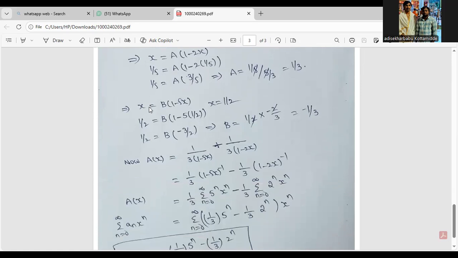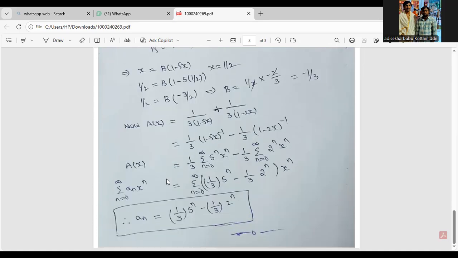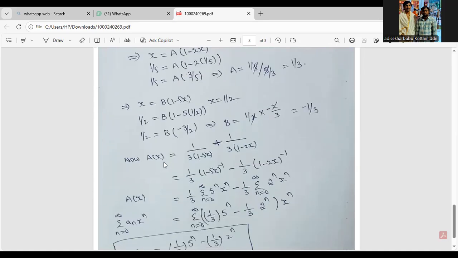Now x = B(1 - 5x). Substitute x = 1/2: 1/2 = B(1 - 5 × 1/2). 1 - 5 × 1/2 is -3/2. So 1/2 = B × (-3/2), B = 1/2 × (-2/3). Here the 2s cancel. Finally, B = -1/3. So A = 1/3 and B = -1/3.